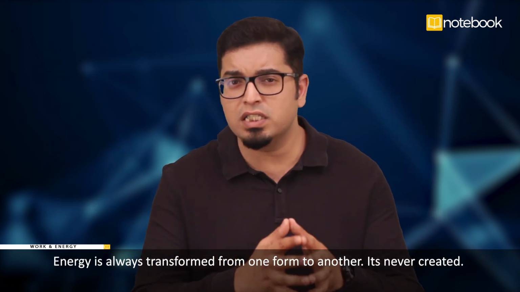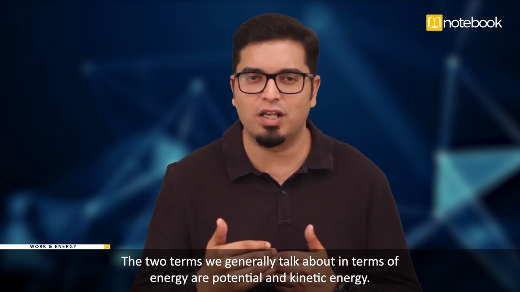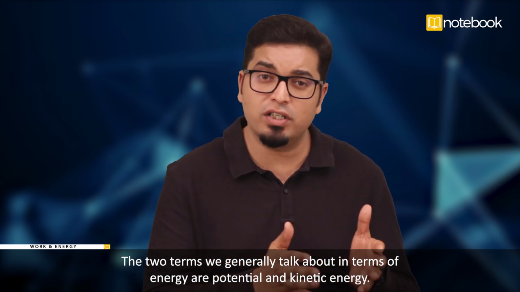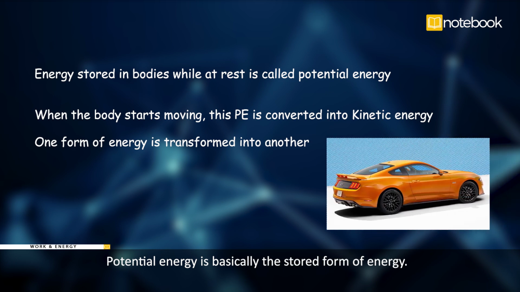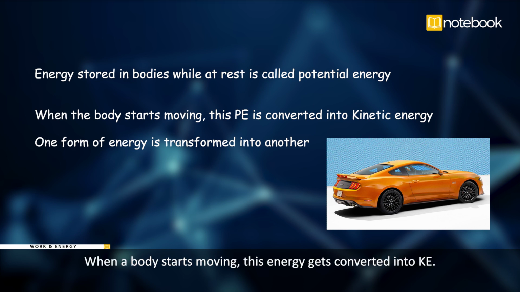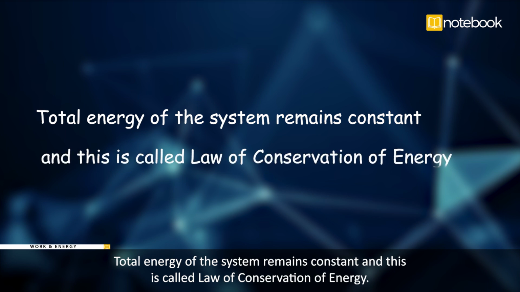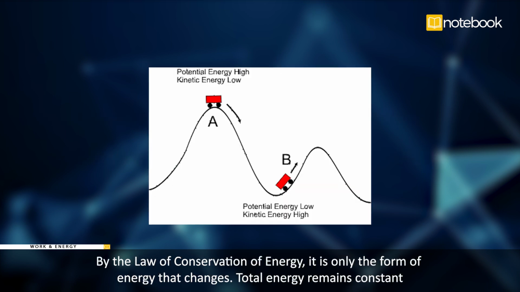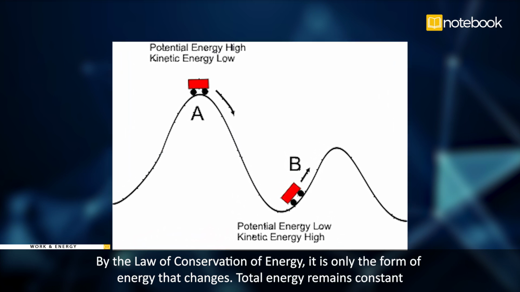Energy is always transformed from one form to another. It is never created. The two terms that we generally talk about in terms of energy are potential and kinetic energy. Potential energy is basically the stored form of energy. So, potential energy is stored in bodies when it is at rest. When a body starts moving, this energy gets converted into kinetic energy. Total energy of the system remains constant, and this is called the law of conservation of energy. By the law of conservation of energy, it is only the form of energy that changes.